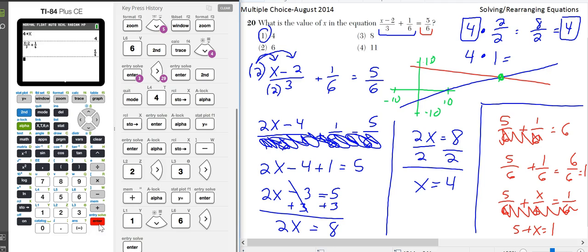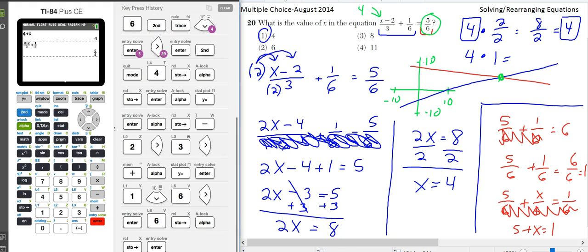So since when we plugged in for x, we plugged in 4, and that made the equation correct and equaled 5 over 6, we know it was correct. Had we stored x as 6, then the equation would not have made sense. Let's try that just to be sure.